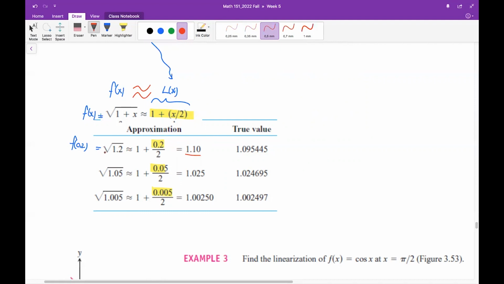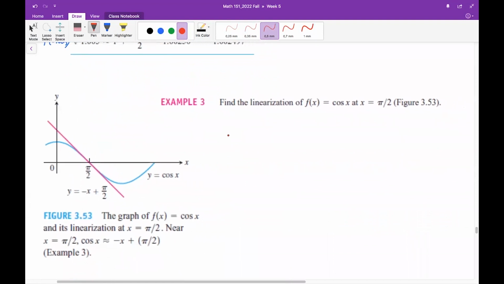And by using the calculator, you can compute the exact value of the square root, and it is computed like that. And you can do these computations for other values too, like f of 0.05, f of 0.005. This is the value coming from the linearization function. This is the original value computed by calculators. And if you compare them, you see that they are approximately the same with a very small error.